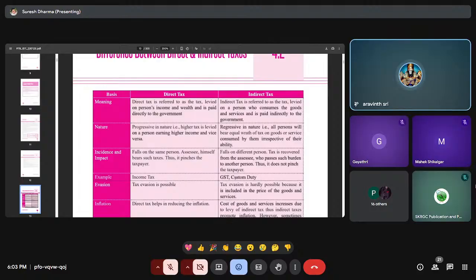Here I already told you that the final consumer bears the taxation. This is a direct tax: income tax is progressive in nature. A higher tax is levied on a person earning higher income, and vice versa. If I earn 1 lakh monthly, 12 lakh is my yearly income, so I pay income tax at slab rates. If I have 5 lakh income, accordingly I pay the tax amount to the government.